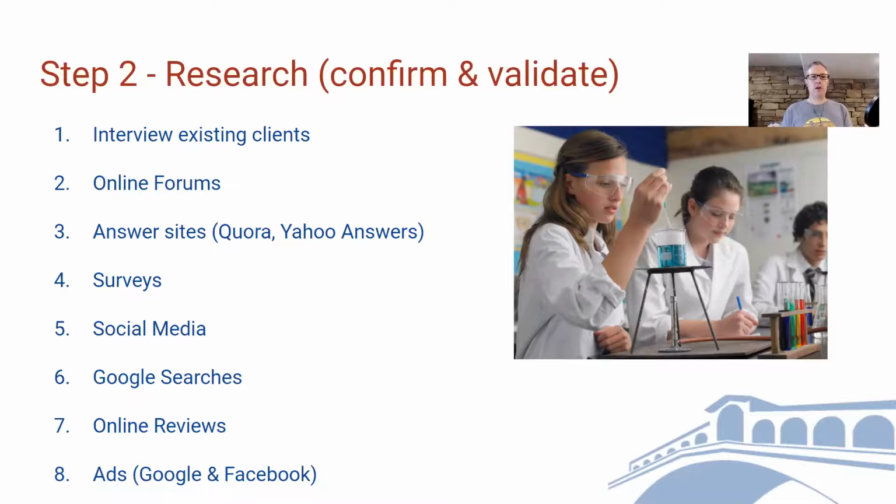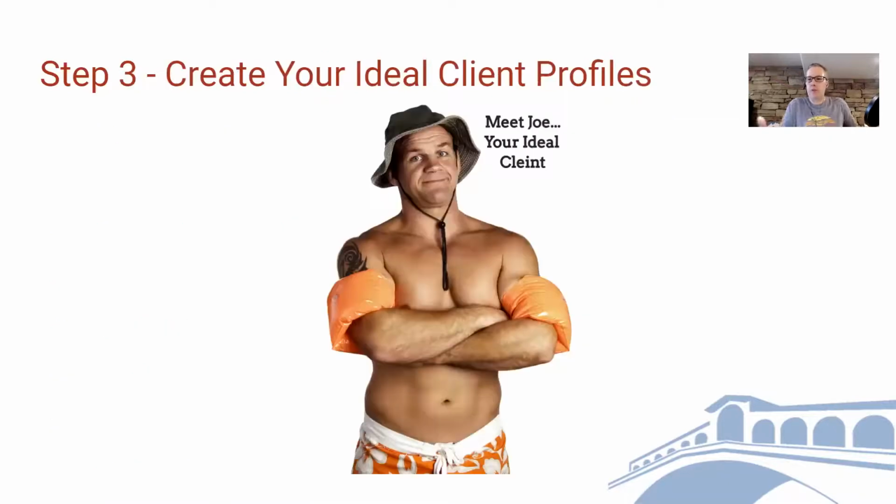Okay, so all we did was our brainstorming. In the research phase, we're confirming what we came up with in the brainstorming phase. And if we need to make tweaks, we can make those tweaks there. Once we've made those tweaks, we have identified our 1 to 3 ideal client types and what target market they're in. And then from there, step 3 is creating your ideal client profiles.